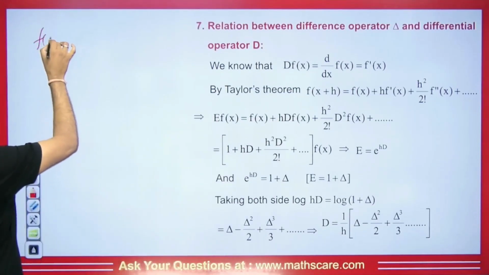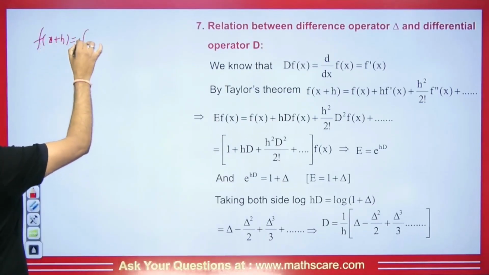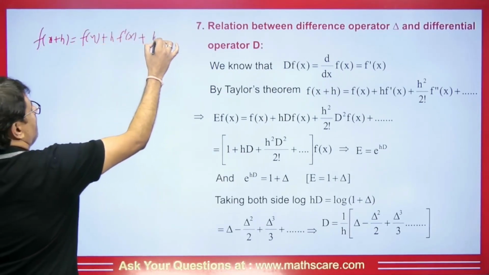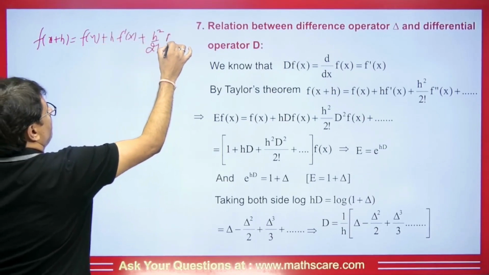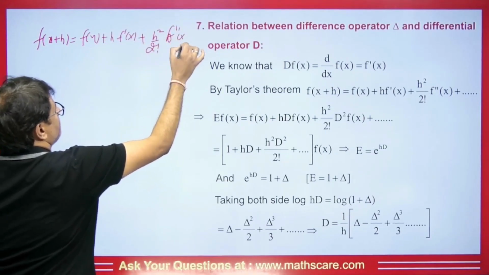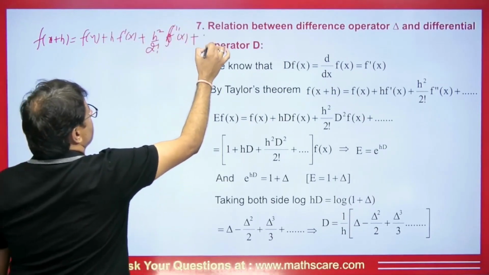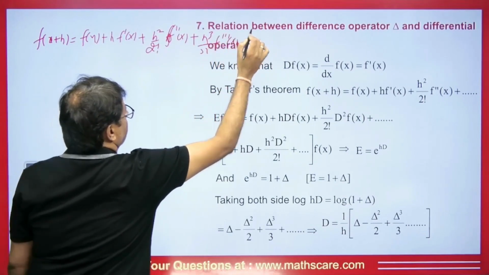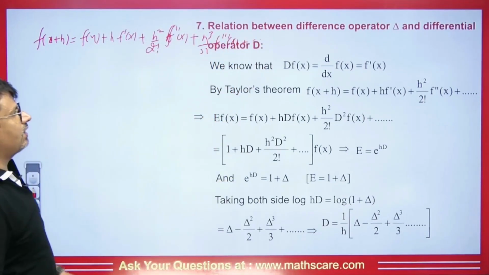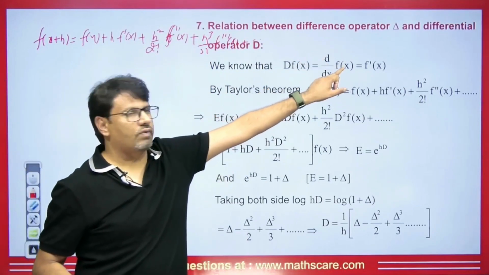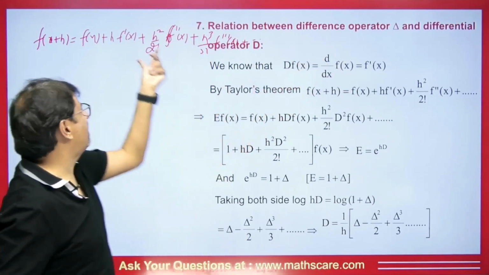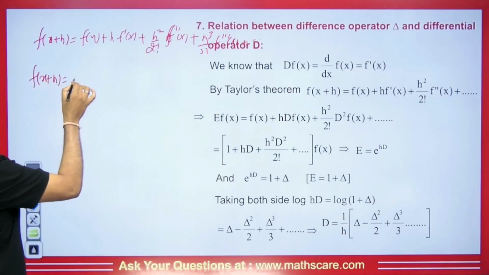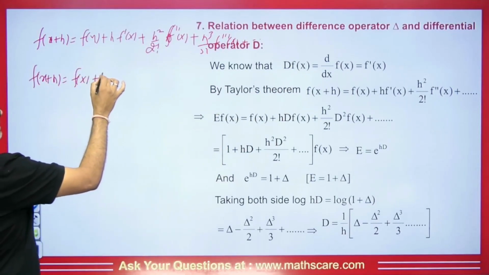Look here, students: f(x+h) is equal to f(x) plus h f'(x) plus h square upon 2 factorial f''(x) plus h cube upon 3 factorial f'''(x), and it goes on like this. Here we know that whenever we have d by dx of f(x), we write it as D f(x). So I can write it like this: f(x+h) is equal to f(x) plus h D f(x).